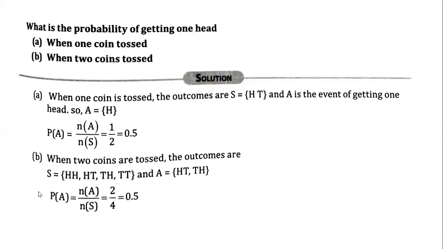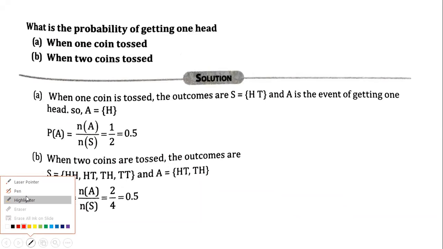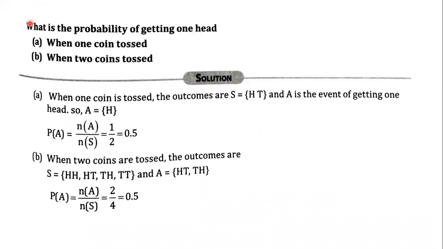Okay. So the first problem, let us read the problem thoroughly. What is the probability of getting one head? Now, when they're talking about head, then it is about the coin. So they will ask you one major question, along with 2 to 3 sub questions like this.